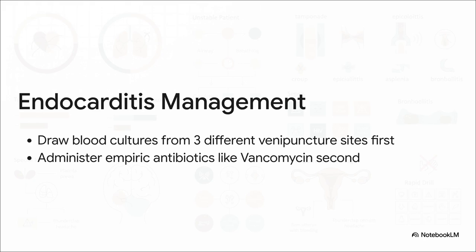Now, this right here is a perfect example of the treat before test logic. It requires a really specific order of operations. If you suspect infective endocarditis, especially in a patient with a history of IV drug use, you have to get blood cultures from 3 different venipuncture sites first. You have to do this before anything else. Only after those cultures are drawn do you start empiric antibiotics like vancomycin. If you give the antibiotics too early, you're going to obscure the exact diagnosis you need to direct their long-term therapy.